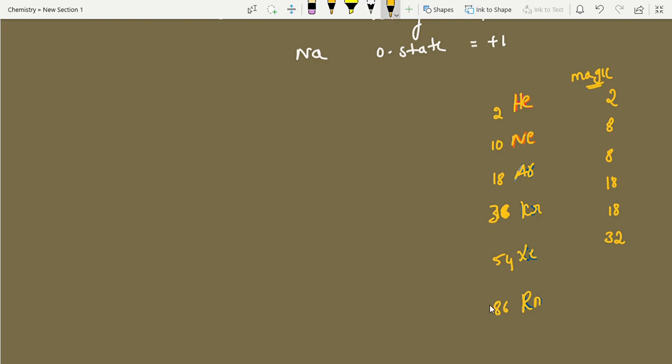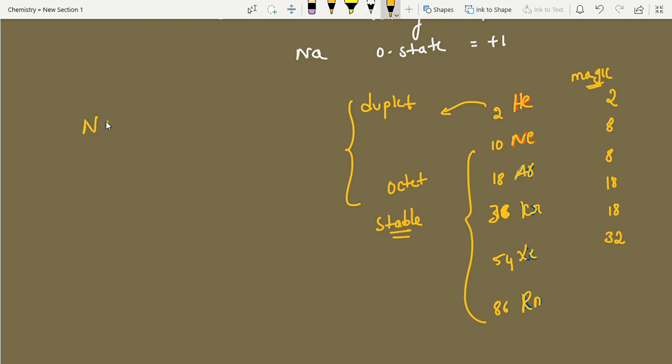Okay, now come back to this one. An atom having 2 electrons in the valence shell, we call it a duplet, and one having 8 electrons in the valence shell, an octet. Octet and duplet both are stable. Now, if you look into sodium, how can you say its valency is 1?